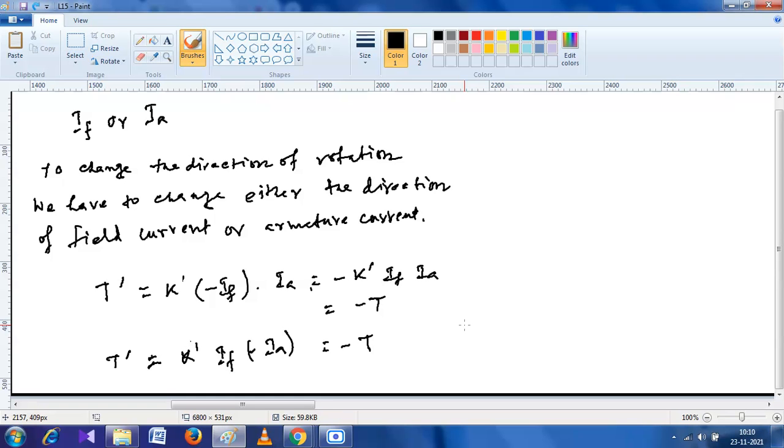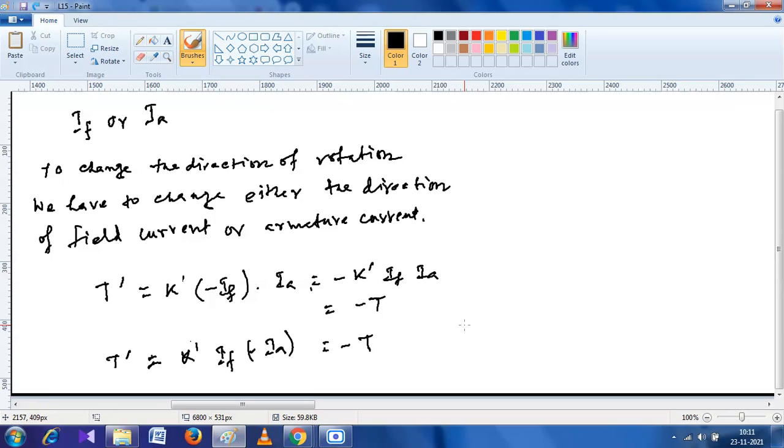Okay. That means either we have to change the direction of the field current or we have to change the direction of the armature current. But at the same time we don't change the direction of both. That means if we change both directions, then the torque will be similar to the previous one.